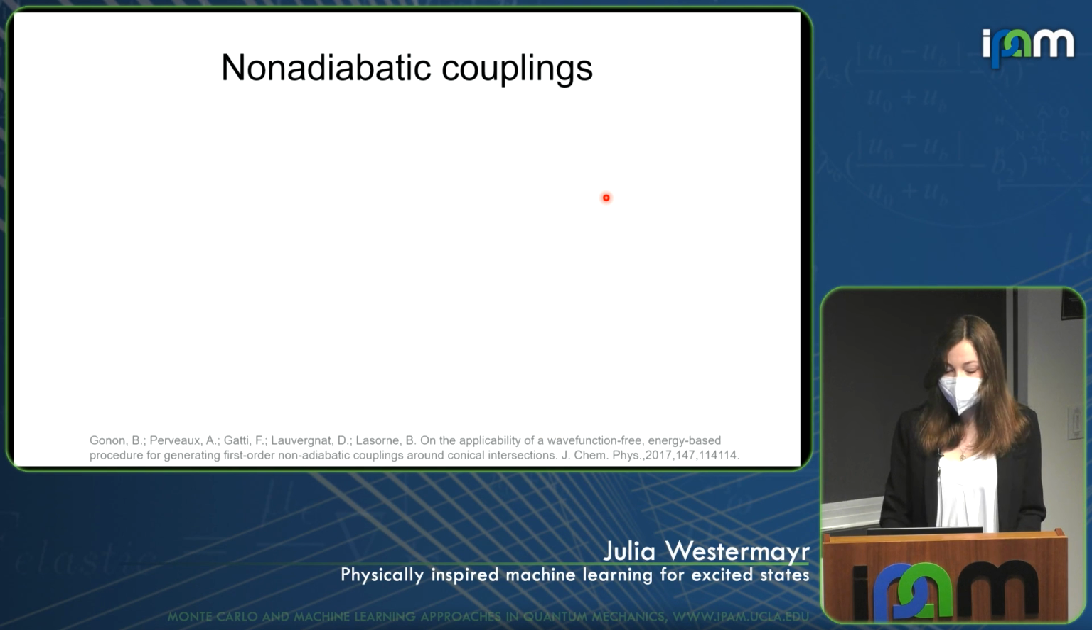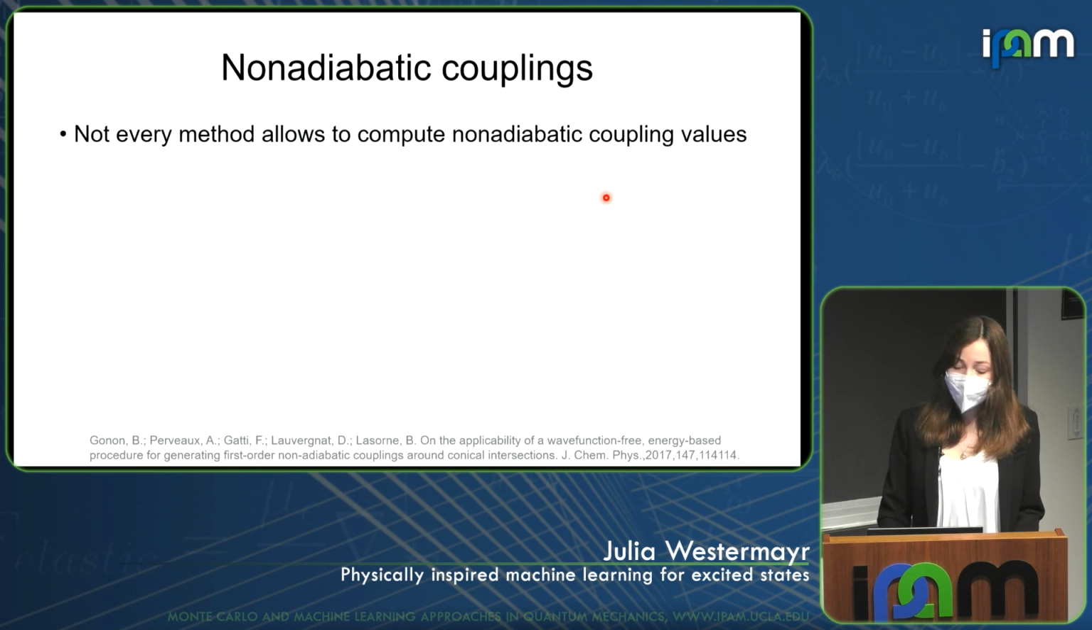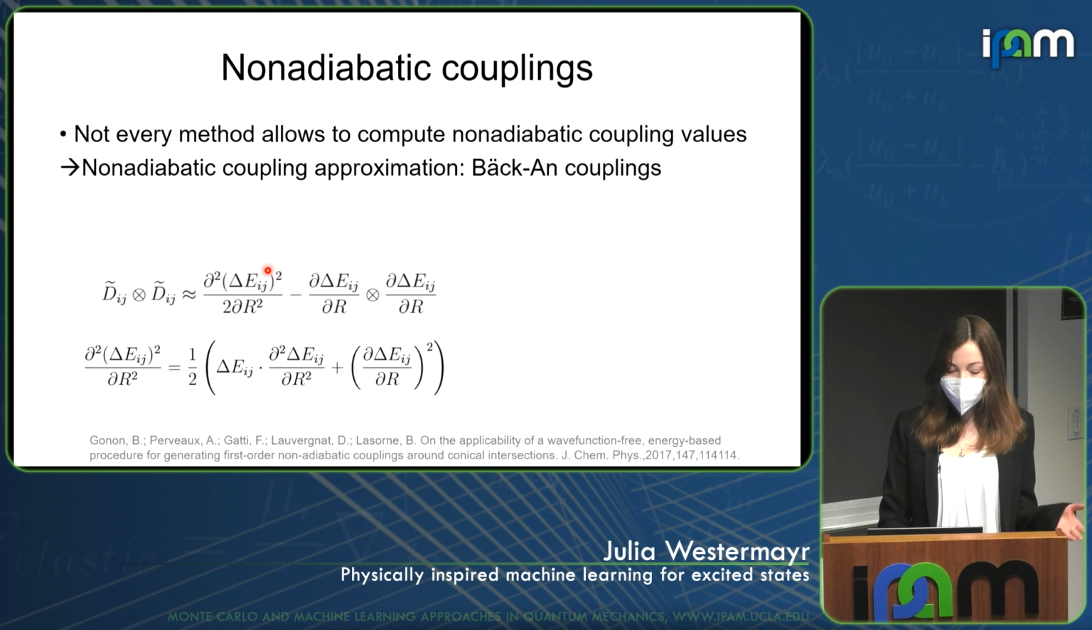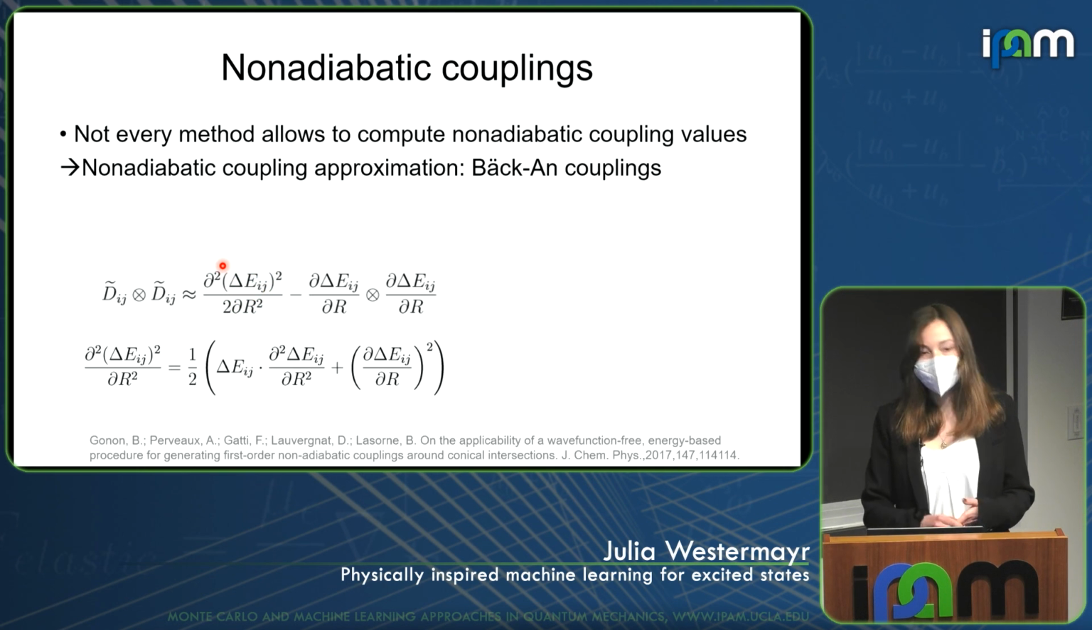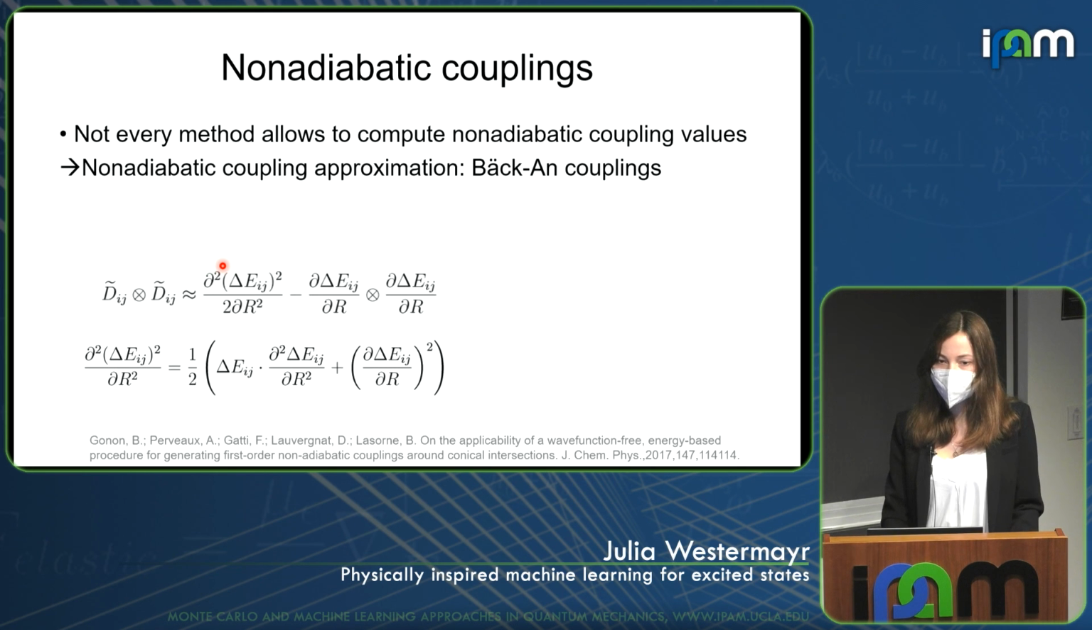So we also tried another approach, and this was based on only energies and forces. We wanted to approximate nonadiabatic couplings, and we used Baeck-An couplings for this. This is based on the squared energy difference and the second derivative. This approach actually existed for like 40 years or so, but it was never used because getting the second derivative with quantum chemistry is super expensive. But we revisited it because with machine learning, you can get second-order derivatives much quicker. So we used this equation here where we have the second derivative of the squared energy difference and the gradient difference vectors.